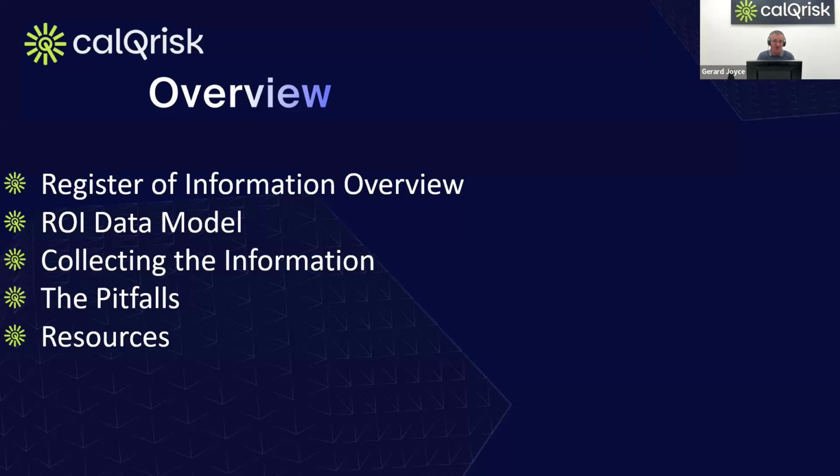So I'm going to talk about just the Register of Information, what it is, the model, the ROI model. This is an important thing, I think, that you're comfortable with, and the relationships. You'll see it in a moment. And if you're trying to avoid errors and rejection, understand the ROI model, the data model, and you'll reduce the likelihood of a rejection.